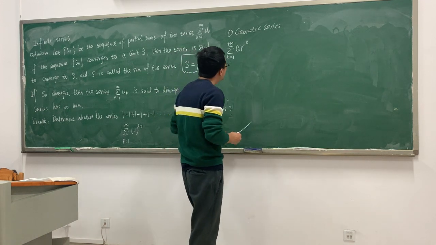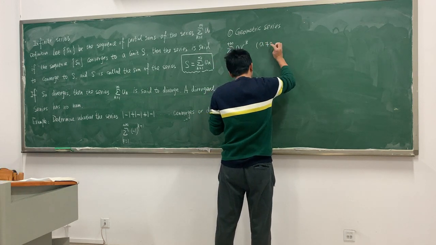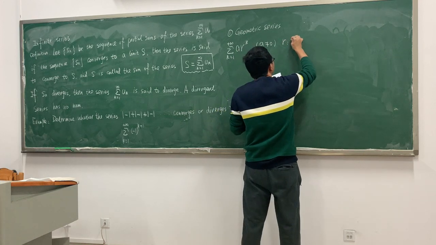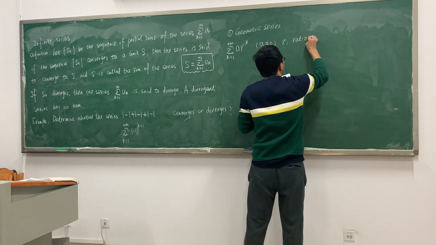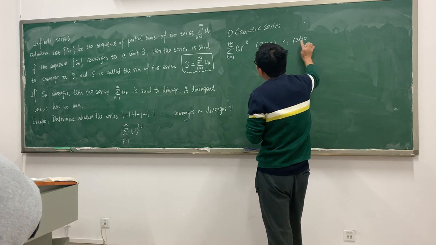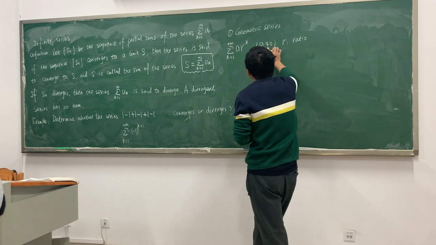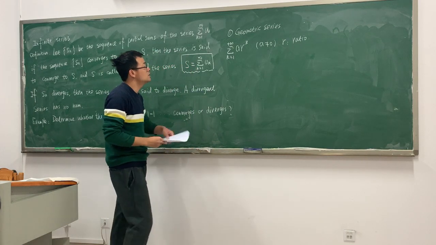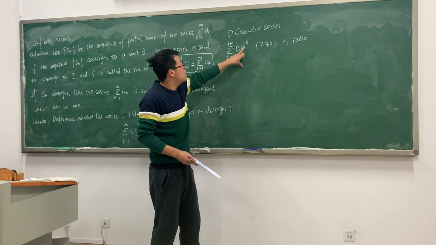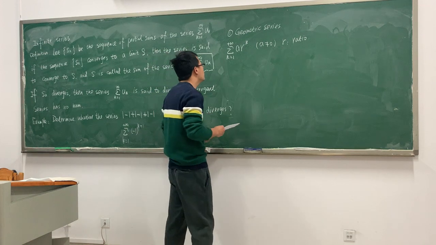Here A is not equal to 0, and R we call the ratio. A is a non-zero constant. So the geometric series is in this form. The geometric term is A times R to the power K, so we can write it in this form.